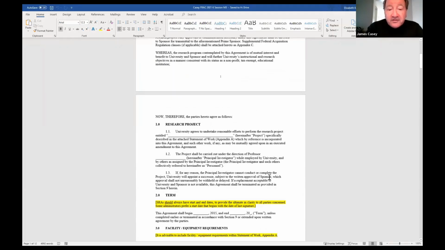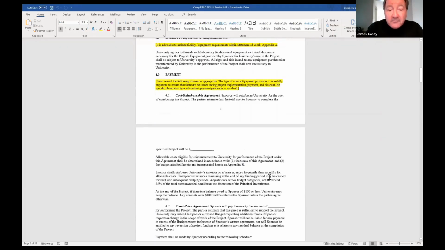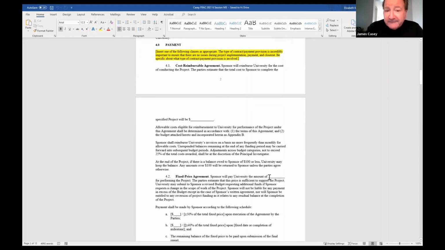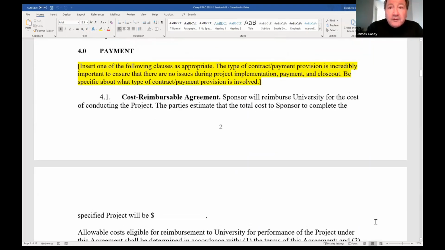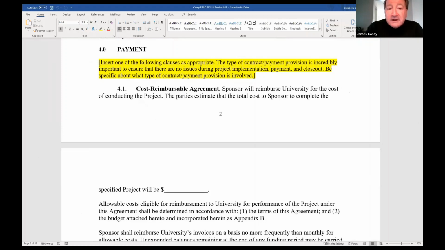The payment clauses in Section 4 go to the root of what kind of project you have, the deliverables, and making sure that the financial aspect of the contract fits hand in glove with the work being done. Okay, so cost reimbursement contracts, which are the most common for universities in many instances, you have sample language here.